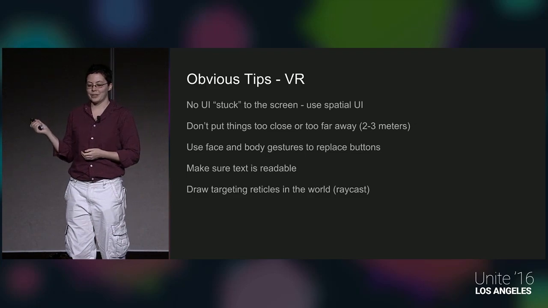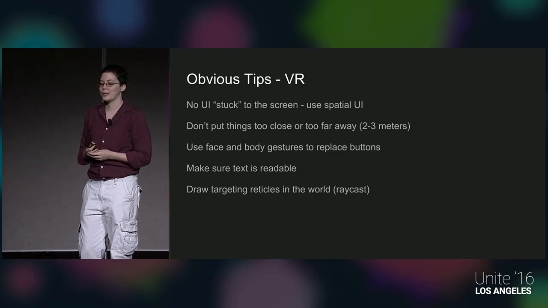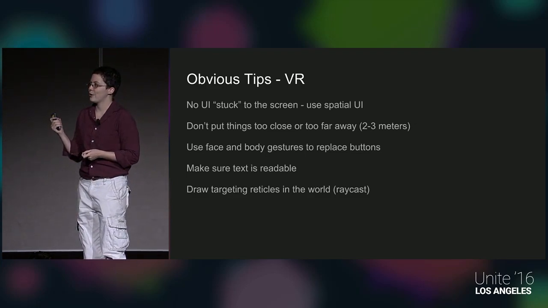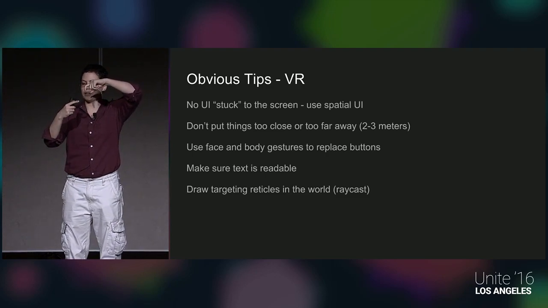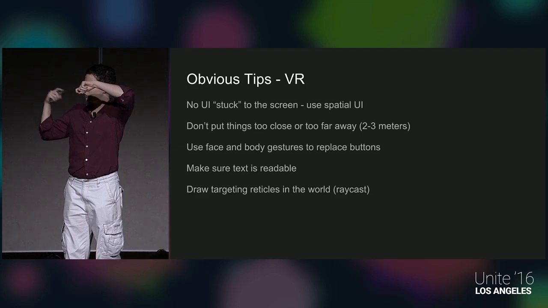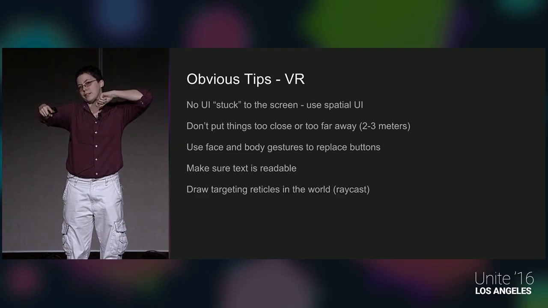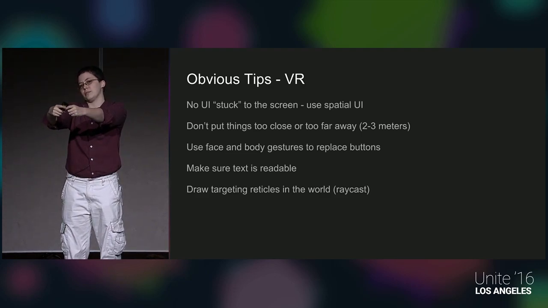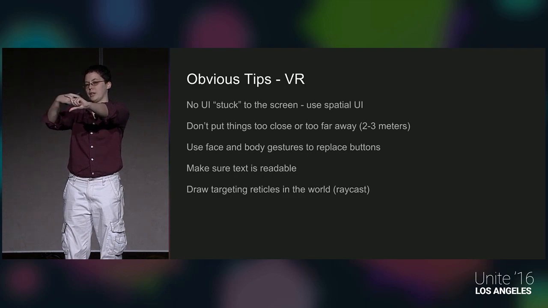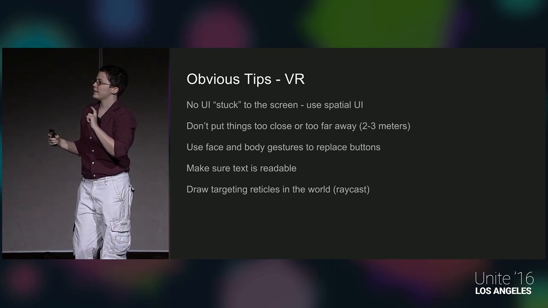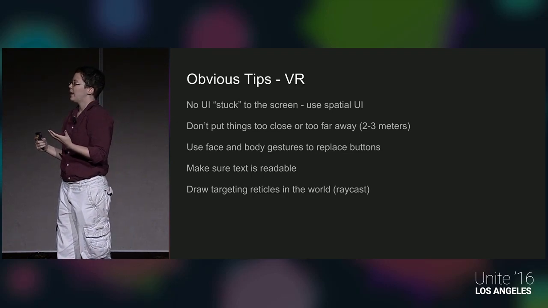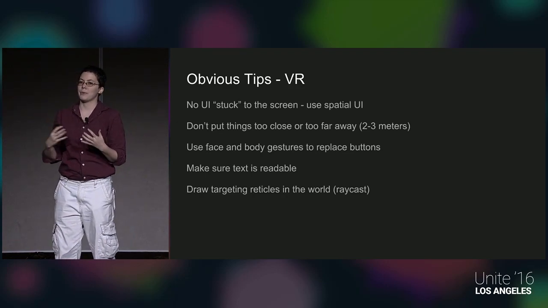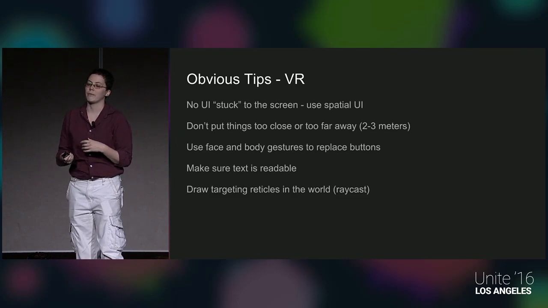And then the last one is draw targeting reticles in the world. As opposed to drawing a targeting reticle on the screen, if you need to be able to focus on a specific thing, raycast from the player into the world, and then draw a physical targeting reticle in the world. This gives players a better sense of the space and lets them know what they're actually focusing on, and it actually helps reduce motion sickness and makes the player feel more comfortable.